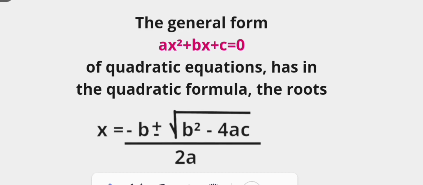Here is the background knowledge before we start. The general form of quadratic equations, that is ax squared plus bx plus c equals 0, in the quadratic formula has the roots x equals minus b plus or minus the square root of b squared minus 4ac over 2a. This has two roots which we can split as follows.